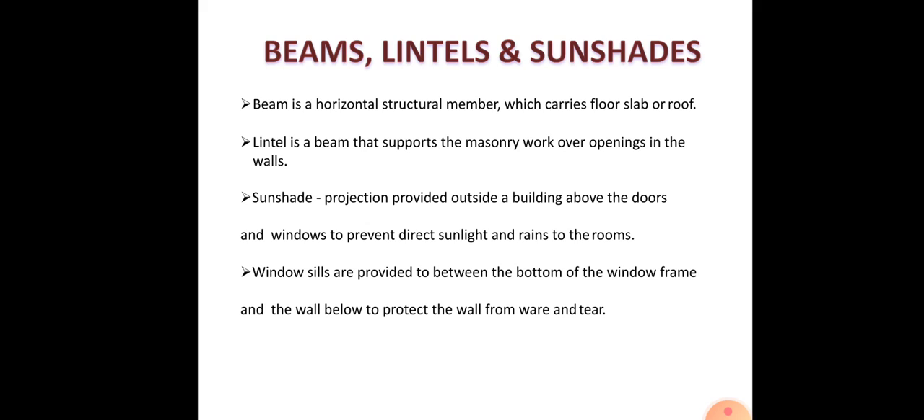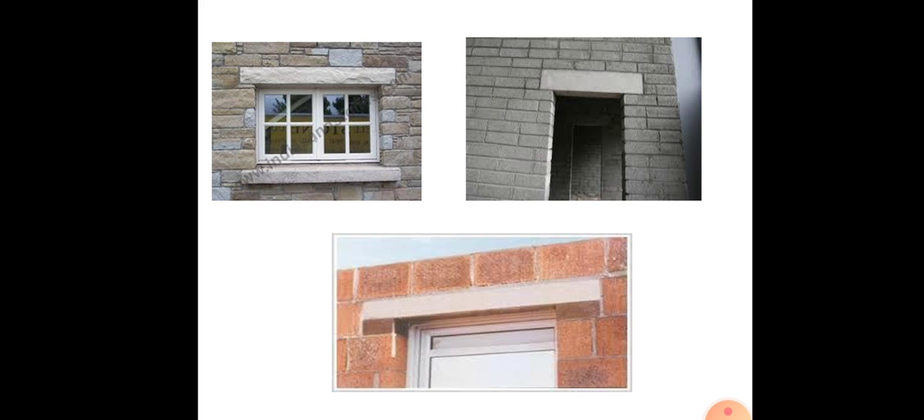The main purpose, like I told you, is to prevent the entry of sunlight and rain and other natural agencies into the room. Now coming to the window sill, there is another term called the window sill. Window sills are provided between the bottom of the window frame and the wall below, and this is mainly to protect the wall from wear and tear. So that's about the window sill.